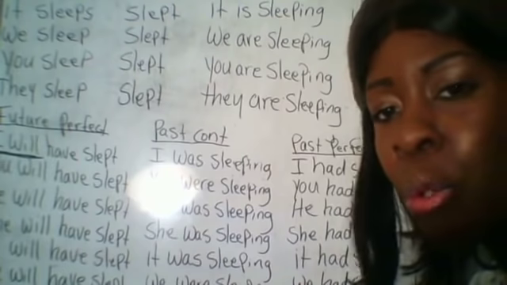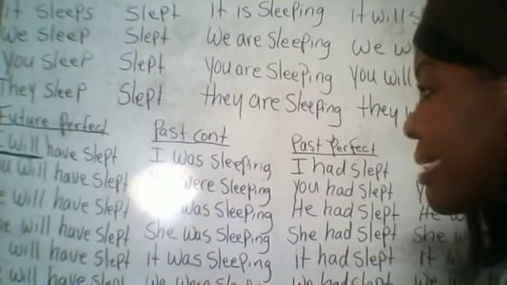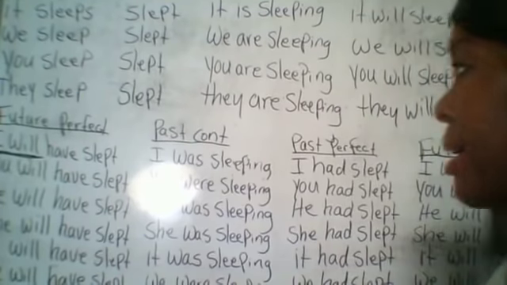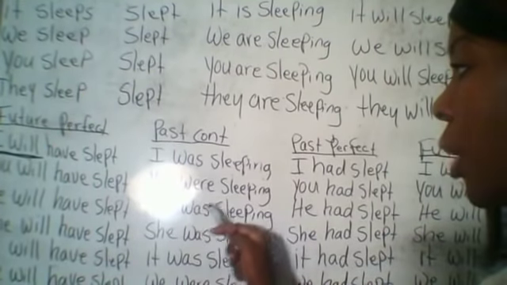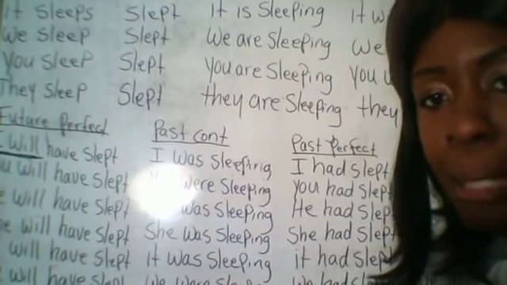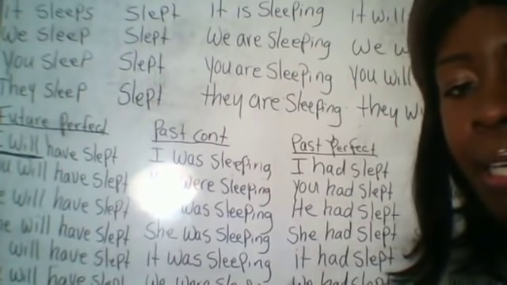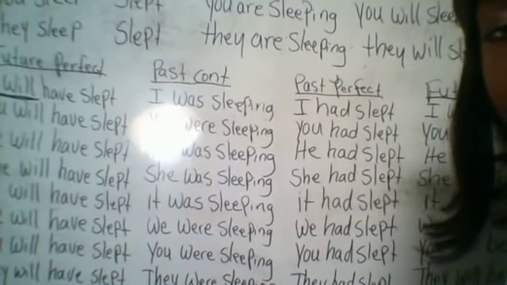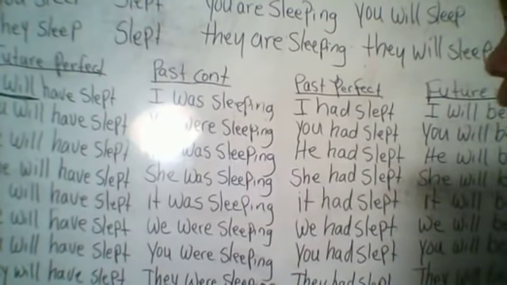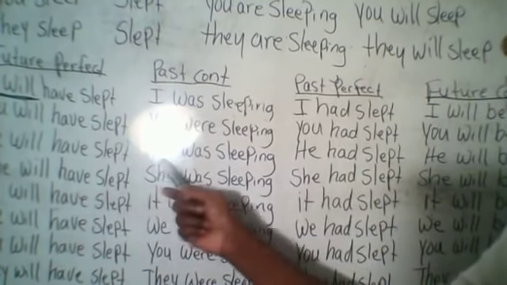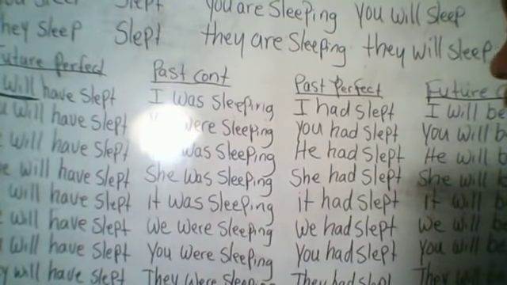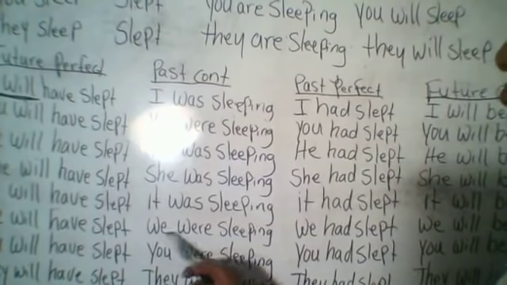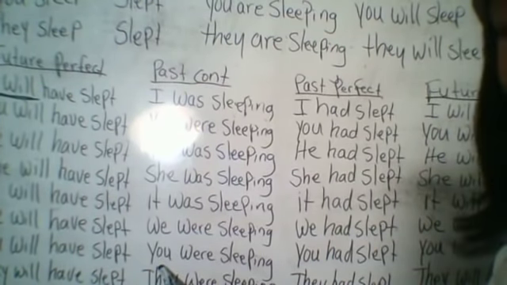Mwen tante de gran pil moun kap di you was. Ou pa jam di you was, okay? That's not proper. It's you were, okay? I was sleeping. You were sleeping. He was sleeping. She was sleeping. It was sleeping. We were sleeping. You were sleeping. They were sleeping. Mwen tap dormi, ou tap dormi, garçon tap dormi, fia tap dormi, nou tap dormi, ou pluriel tap dormi, epi yo tap dormi.